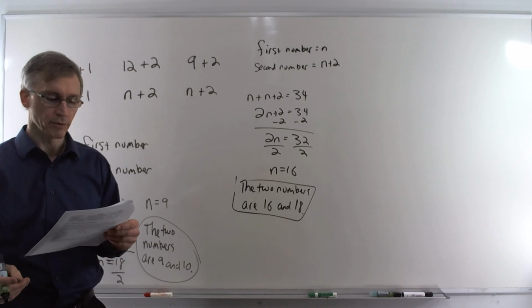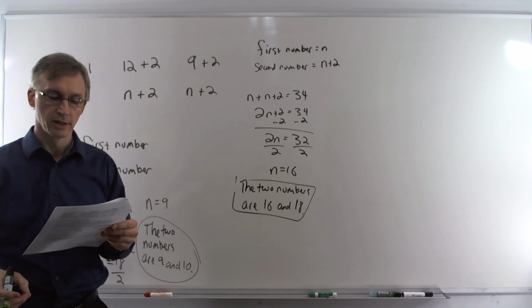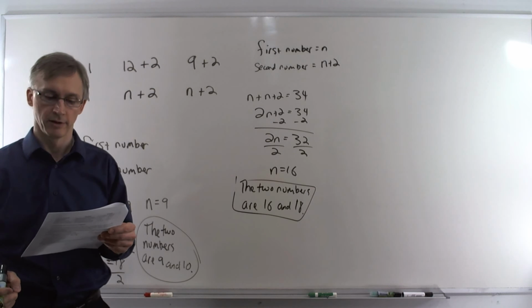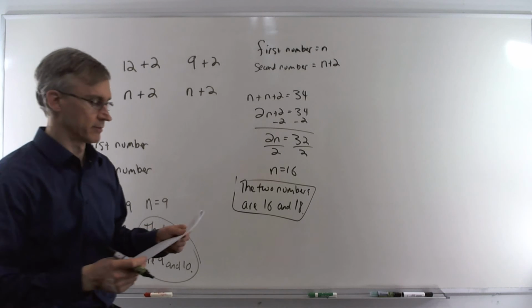Next up, the sum of 3 consecutive odd integers is 63. Find the three numbers.